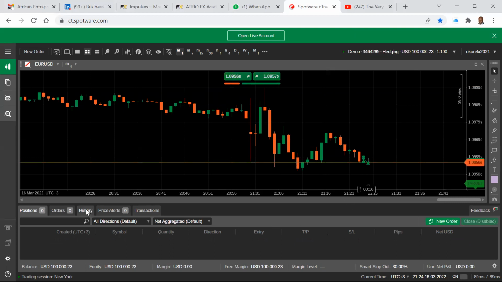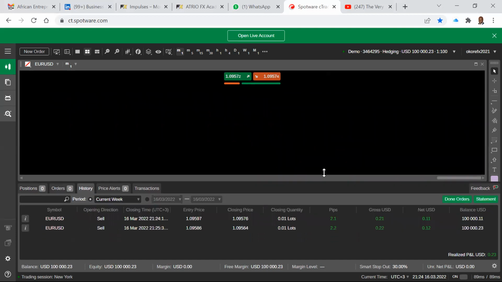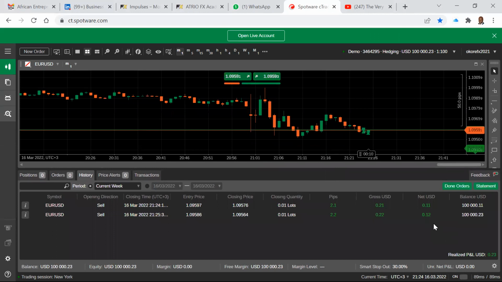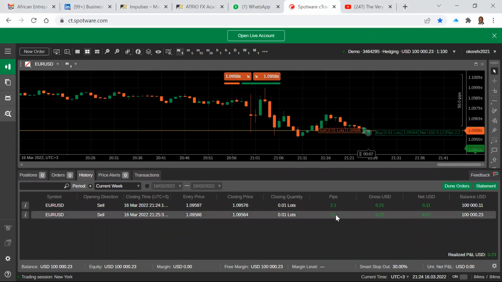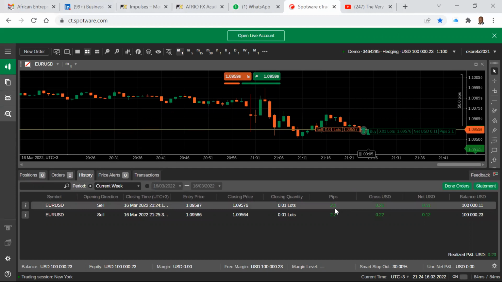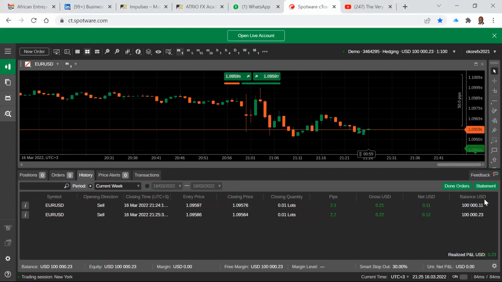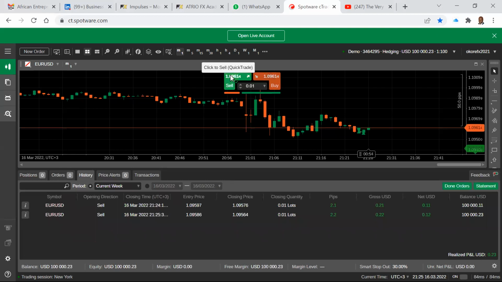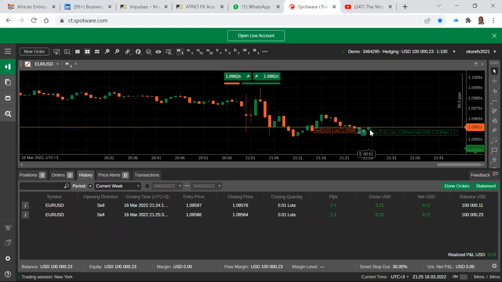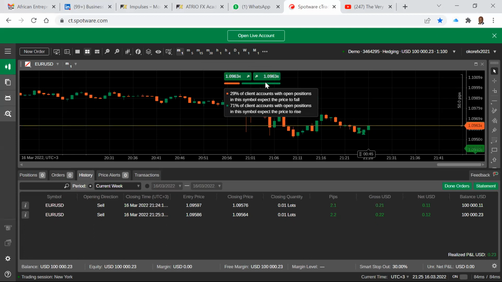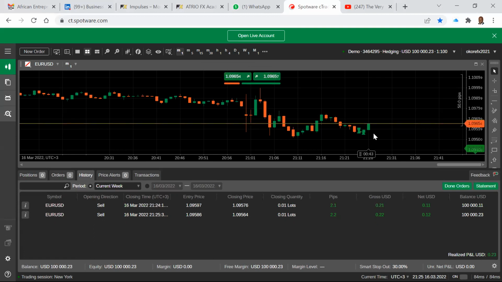If I click on history, it'll show you the 2 trades I've taken and the profits I've made. See, so there are 2 trades, 2 pips, 2 pips, and then these are the profits. Very small. All right, so instant execution means you just click and it will do that. If I click a buy now, it means I'm saying the market is going up. I can click a buy, but you'll see it will actually become a high negative, because we are going in the opposite direction.